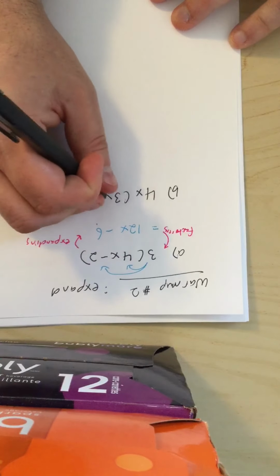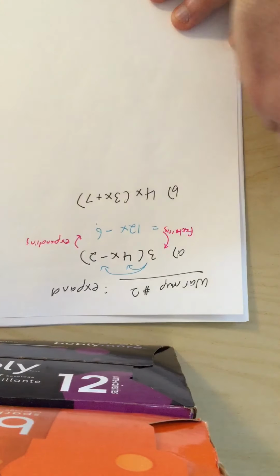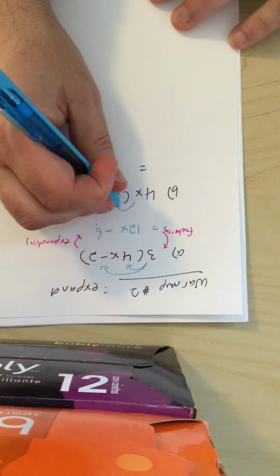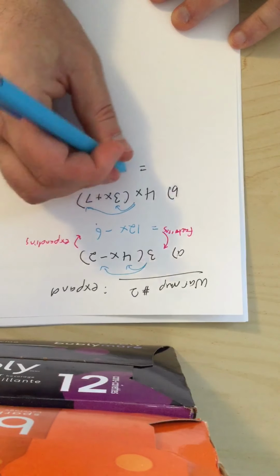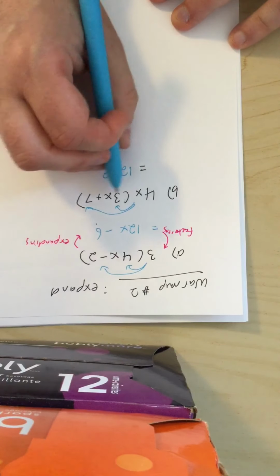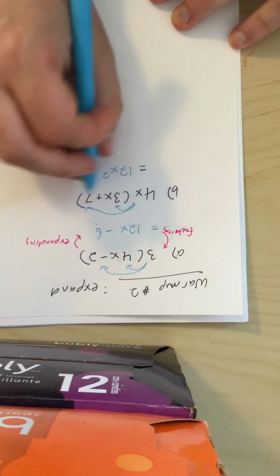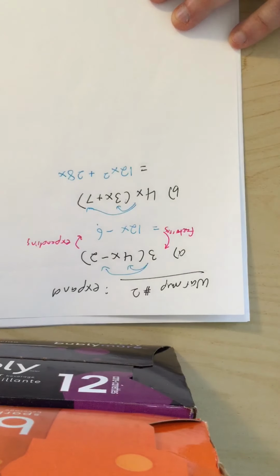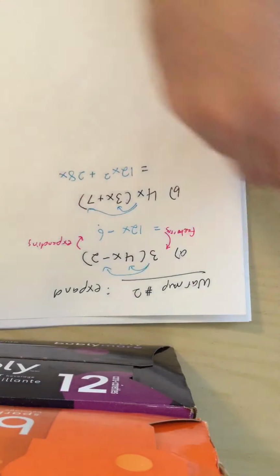4x times 3x plus 7, and I want you to expand it. So again, we multiply into the bracket. 4x times 3x is 12x squared, because 4 times 3 is 12, and x times x is x squared. And then 4 times 7 is 28x. And that's the expanded form of this.